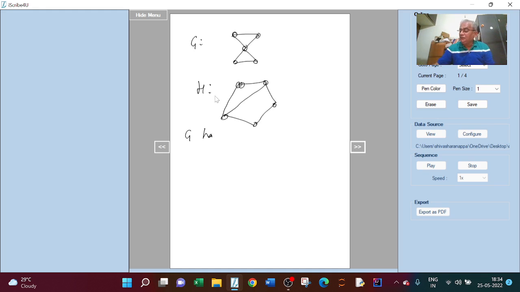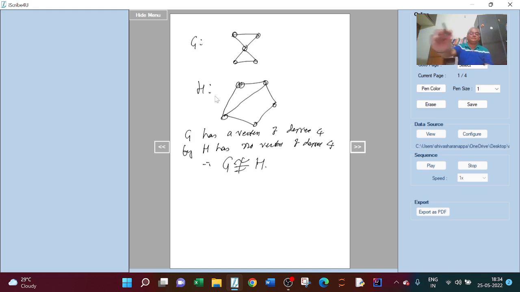So G has a vertex of degree 4, but H has no vertex of degree 4. Therefore we can write G is not isomorphic to H. We consider one more example.